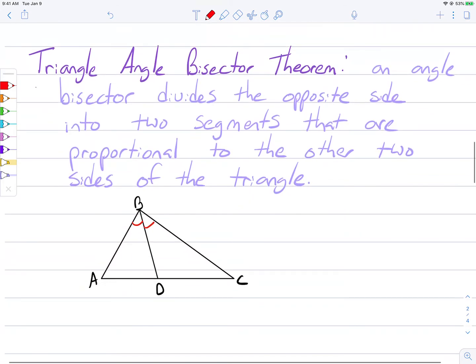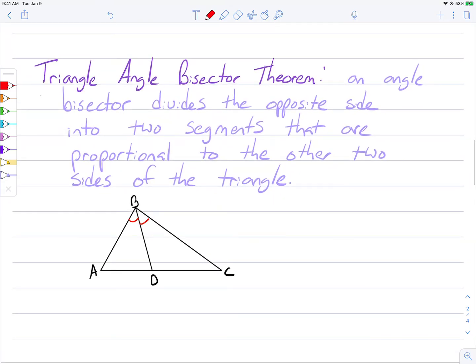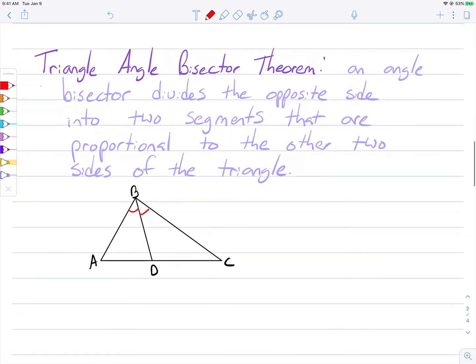Now there's another similar theorem to this that also creates proportional lengths. It is the triangle angle bisector theorem. So if you have an angle bisector, it divides the opposite side into two segments that are proportional to the other two sides of the triangle. So what this is saying is, here's our angle bisector.